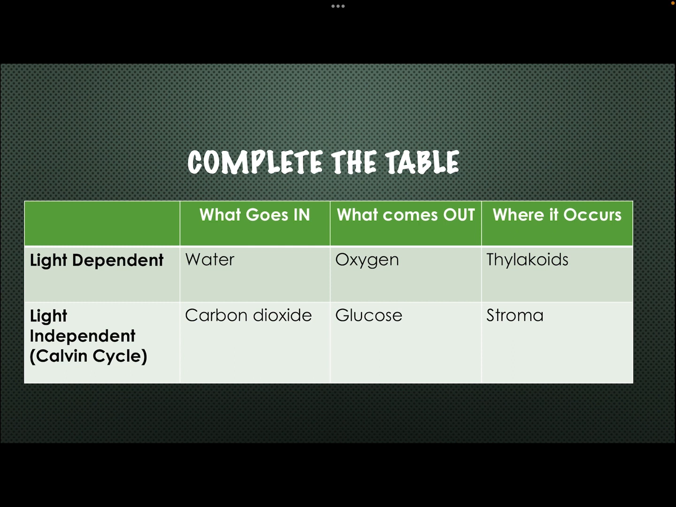Complete the table in your notes with the following information. It's important to remember in light-dependent reactions, water goes in, and what comes out is oxygen, and it occurs in the thylakoids. In light-independent reactions, or the Calvin cycle, or the dark reactions, carbon dioxide goes in, glucose comes out, and it takes place in the stroma. Again, this is the basics of photosynthesis occurring in your plant cells.